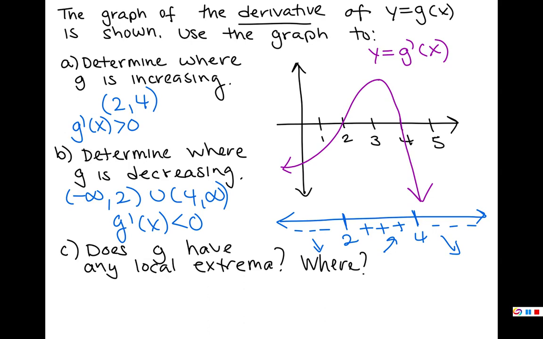And then does this function have any local extrema? Again, I'm going to look at my table, my number line, to answer this. I can see it goes from decreasing to increasing at 2. So that means I have a min at 2. And then I must have a max at 4. I don't have any way of finding the y values because they didn't actually tell us what the equation was. So all we can say is min at 2, max at 4.